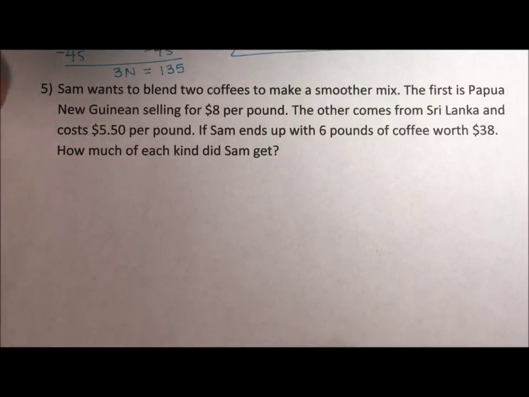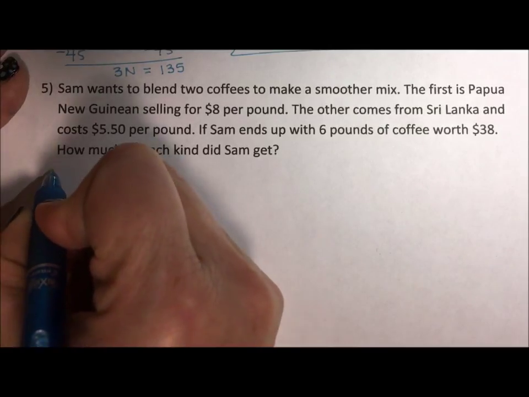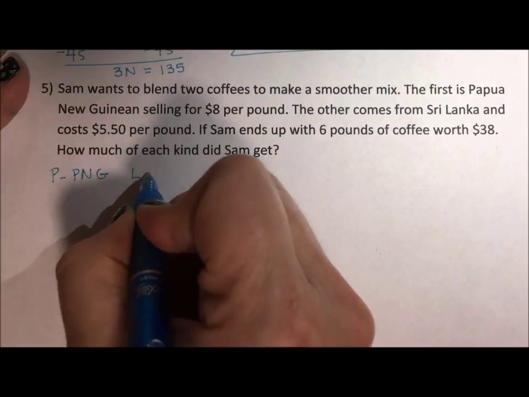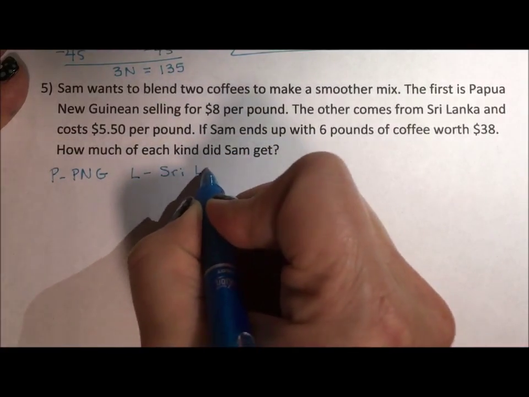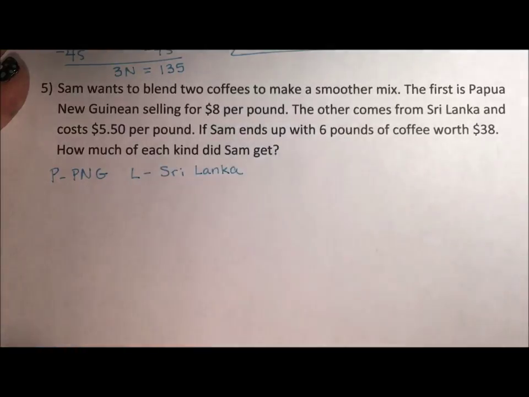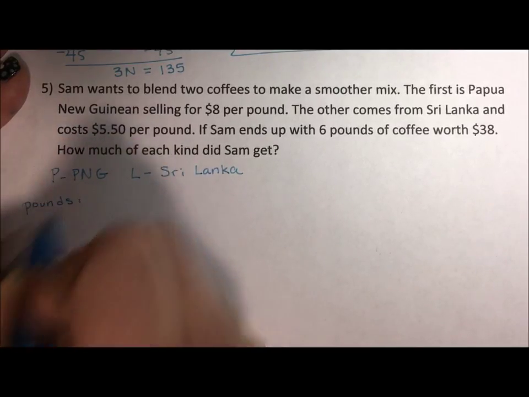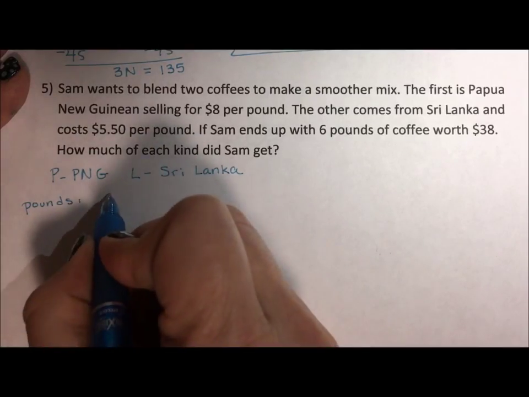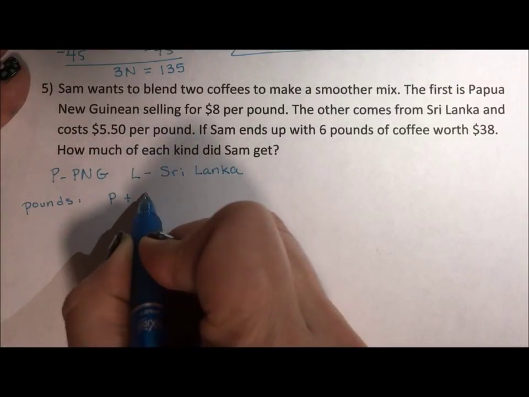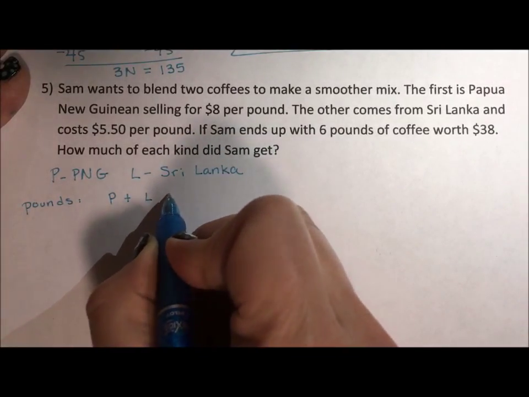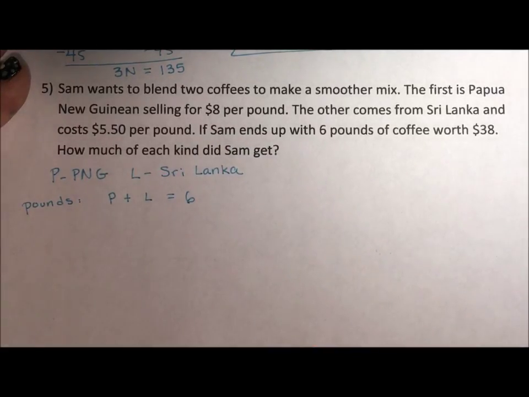So I'm going to say that P stands for the Papua New Guinean coffee, and I'm going to use L for the Sri Lankan coffee, because I really do not like S for a variable because my S's and 5's are the same. For the mixture, the first thing is I'm going to talk about how many pounds of coffee were bought. Sam bought some amount of the Papua New Guinean plus some amount of the Sri Lankan, and that's going to come to a total of 6 pounds. So P plus L equals 6.